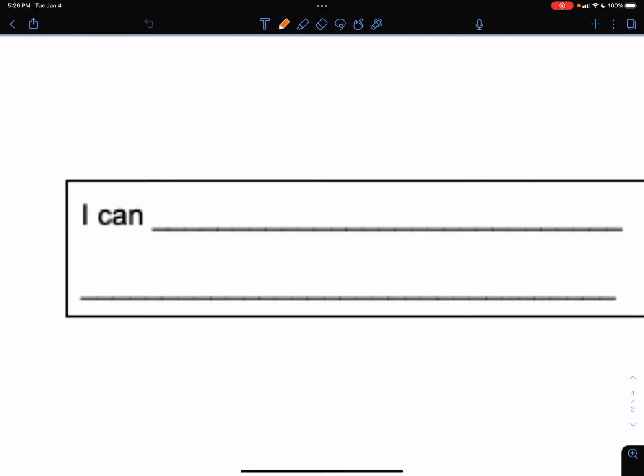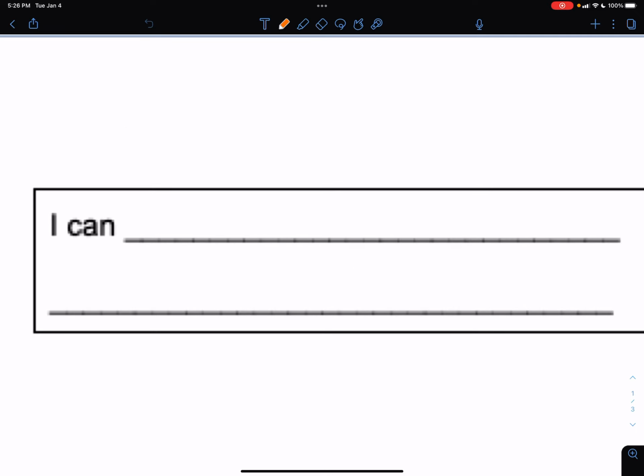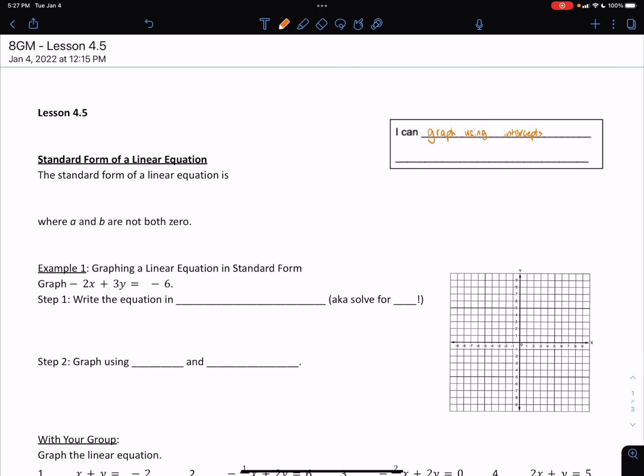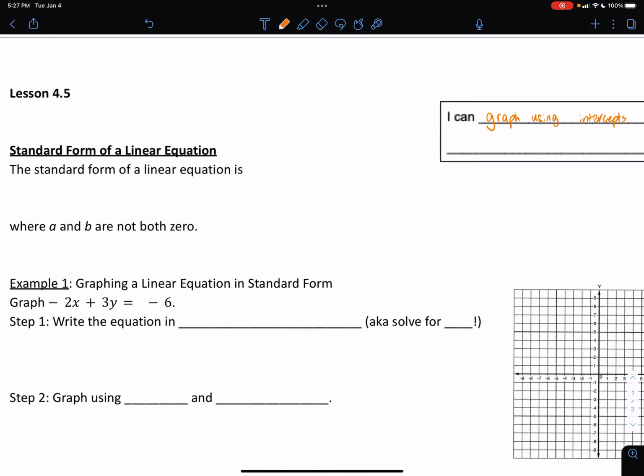Hi everyone. In this lesson, we are going to talk about graphing using intercepts. Previously we learned how to graph using slope-intercept form, that is y equals mx plus b, where you find your slope, your y-intercept, and your POI, and then you graph it from there. Today we're going to talk about a different method, using intercepts.